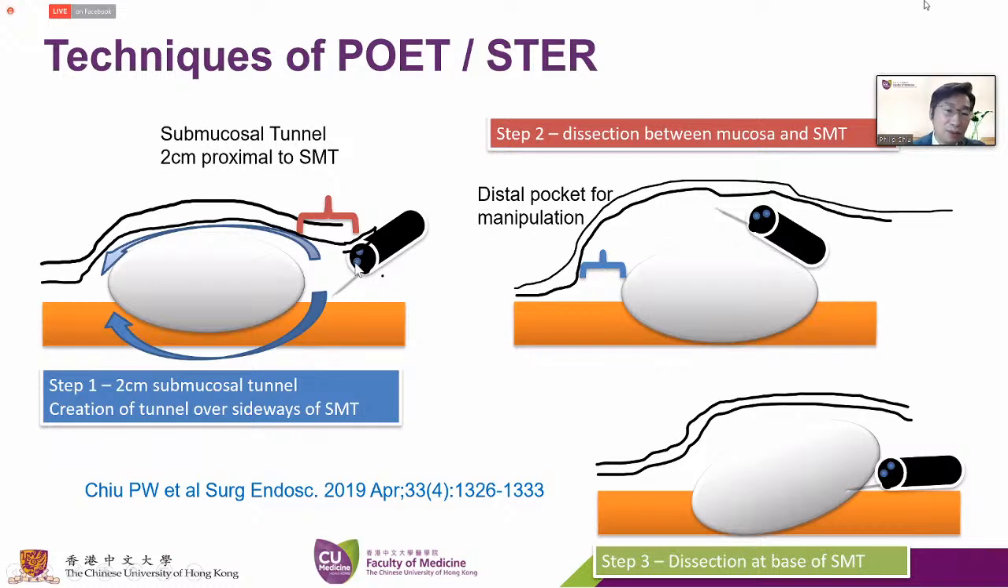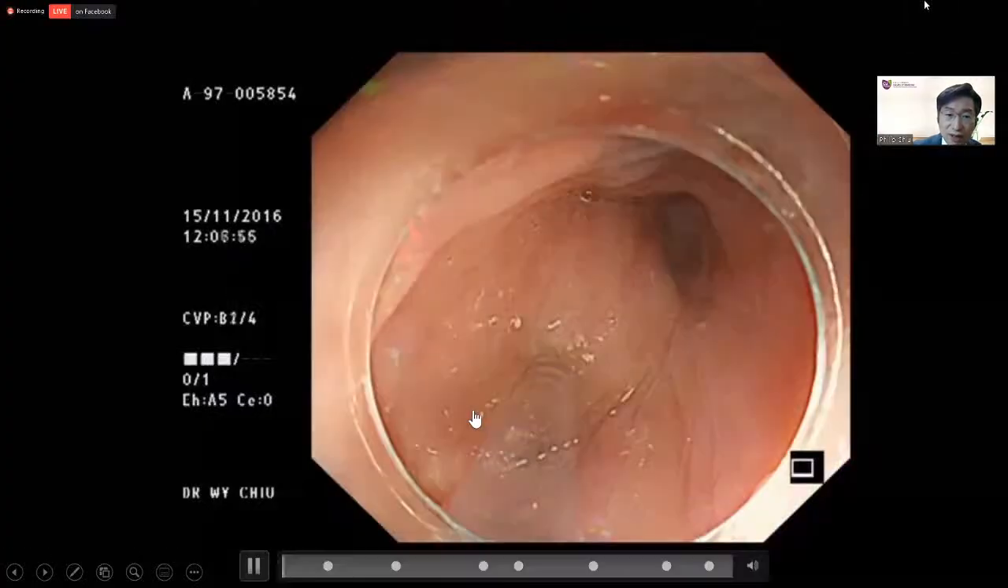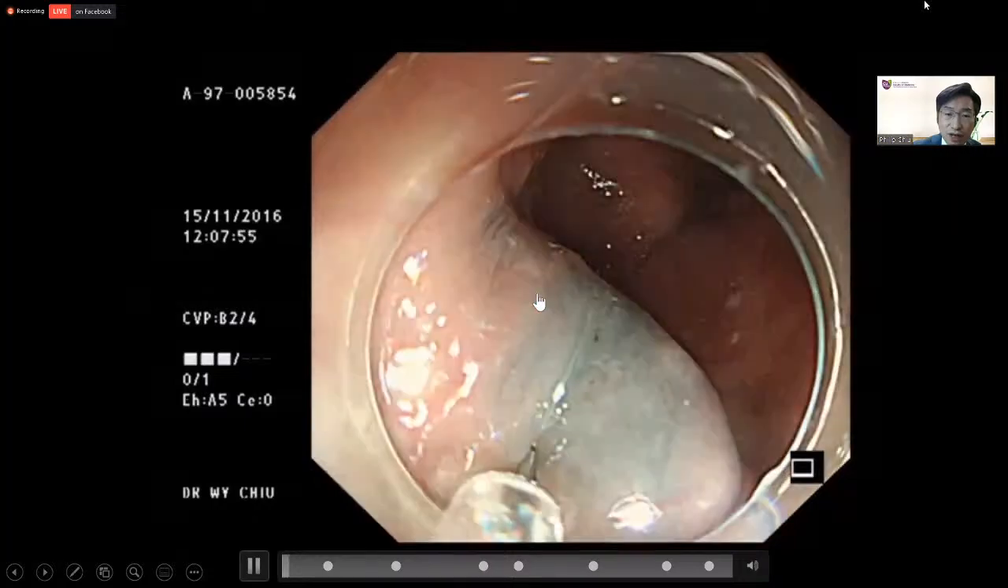And usually the mucosal entrance is 2 centimeters above the submucosal tumor. I also always dissect the tunnel around the tumor, reaching the distal part of the tumor. I need to create a distal pocket to allow manipulation of the submucosal tumor, and finally take the tumor out from the mucosal entrance site. So this is one of the videos to show you how we perform it.